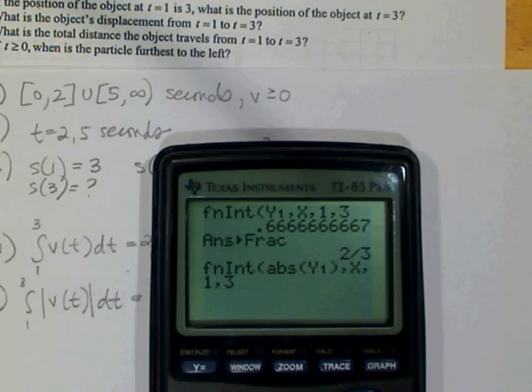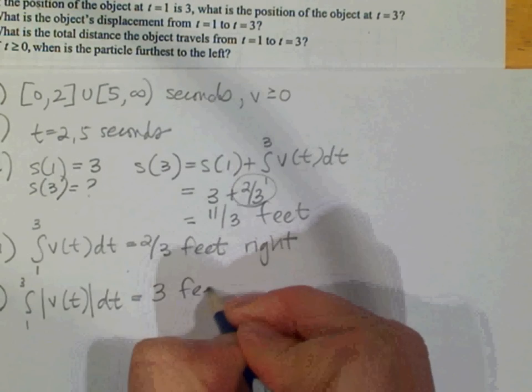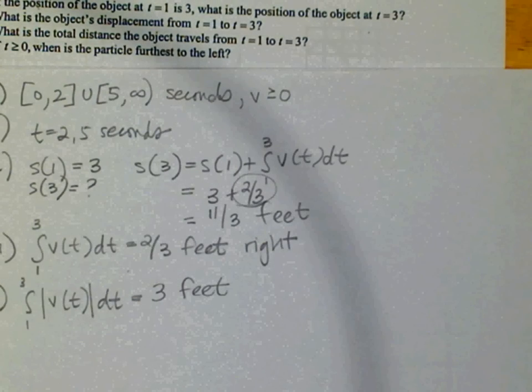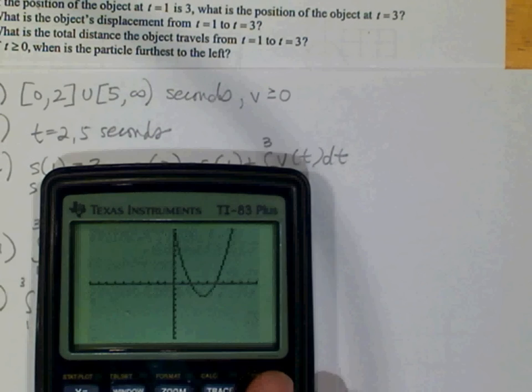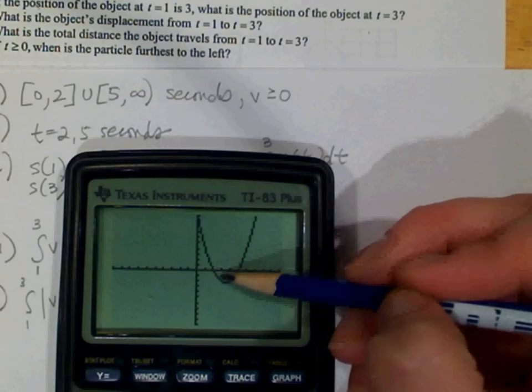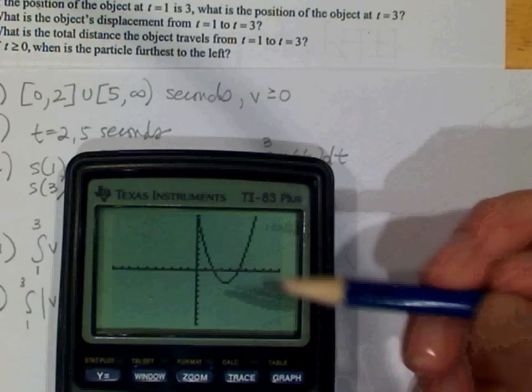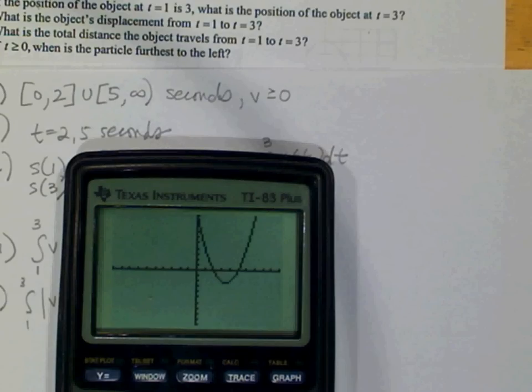Okay, so I'm finding the signed area under the absolute value, so in this case I'll just come up with the area underneath that from 1 to 3, and that's equal to 3. So now if you look at the graph so you can give some sense to it, what we're saying is the distance from 1 to 3 gives you a total of 3, but the net change we said was only 2/3.